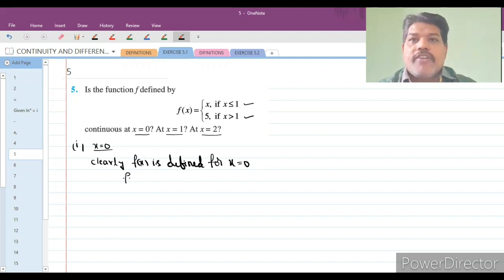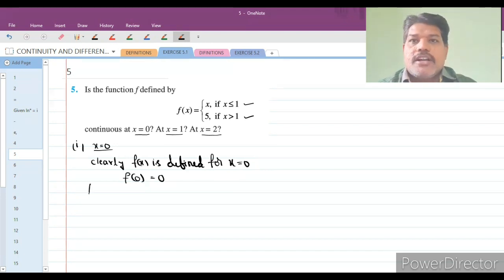Then what is the f of 0? F of 0 is equal to 0. Why? Because f of x is equal to x for all x less than or equal to 1. So 0 is less than or equal to 1, so that's why f of x value will become x. F of 0 value will become 0 only.